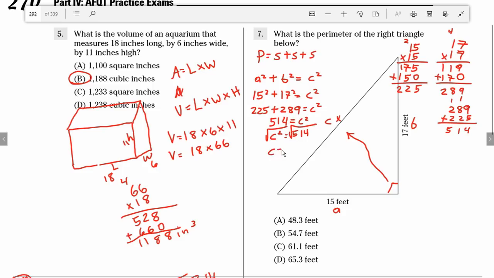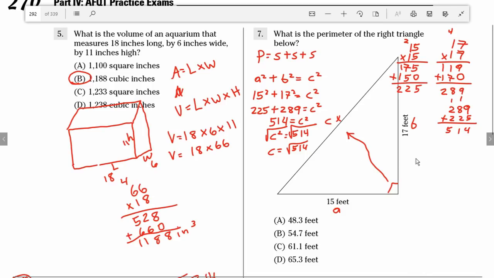So this becomes c equals the square root of 514. Okay? So we're very close to knowing what c is. But that said, this isn't a perfect square, so we don't quite know what this is going to be, but we can use some rules of thumb to help us get here. So we know the perimeter and the answer choices are these, okay?